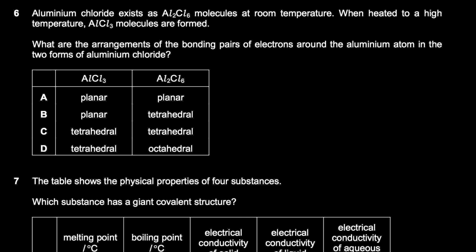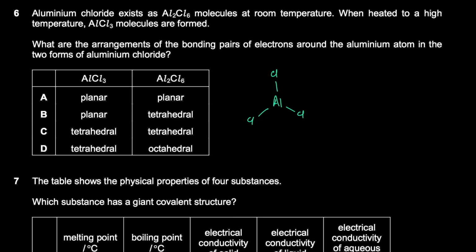Question number 6 says, aluminum chloride exists as Al2Cl6 molecules at room temperature. When heated to a high temperature, AlCl3 molecules are formed. What are the arrangements of the bonding pairs of electrons around the aluminum atom in the 2 forms of aluminum chloride? Now in AlCl3, the aluminum is bonded to 3 atoms, and it has 3 valence electrons. All 3 of those electrons are bonded, so there are no lone pairs.